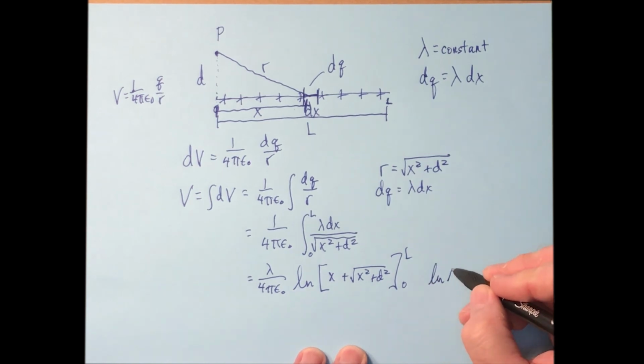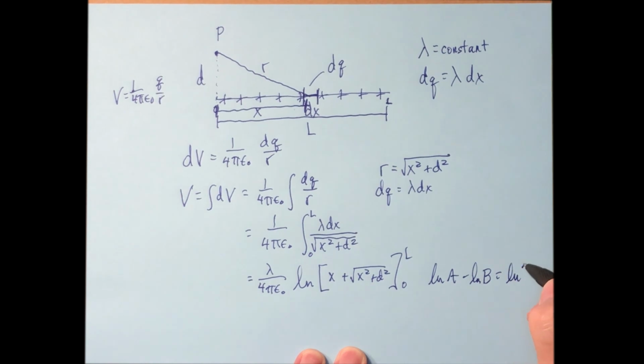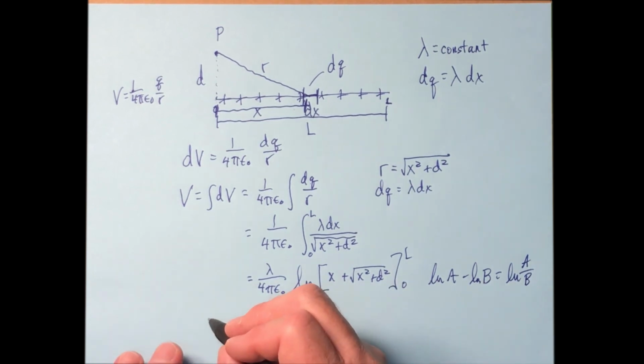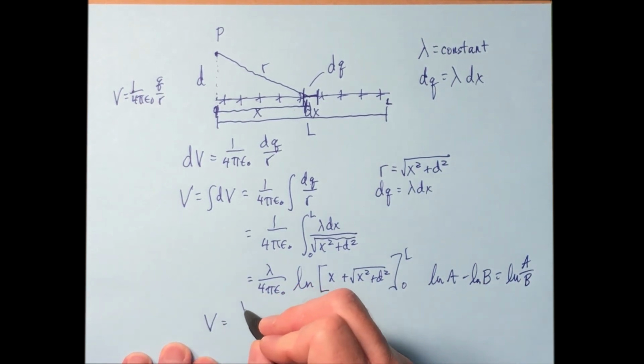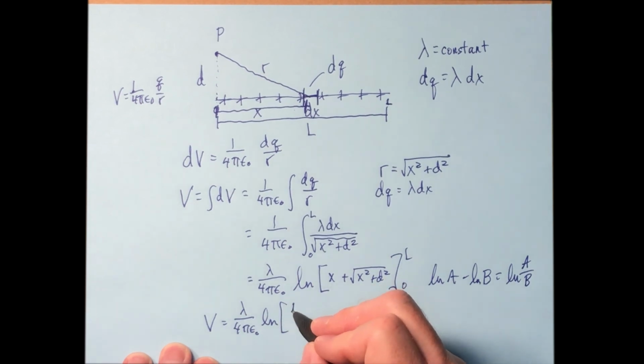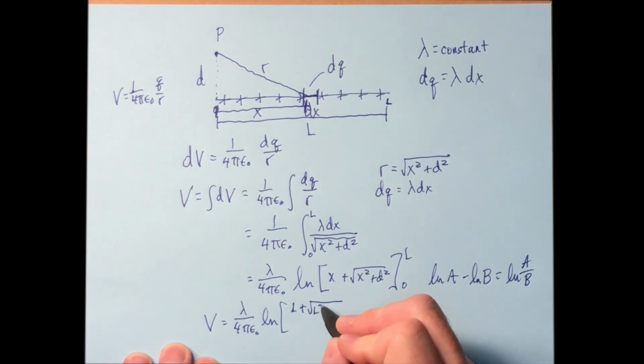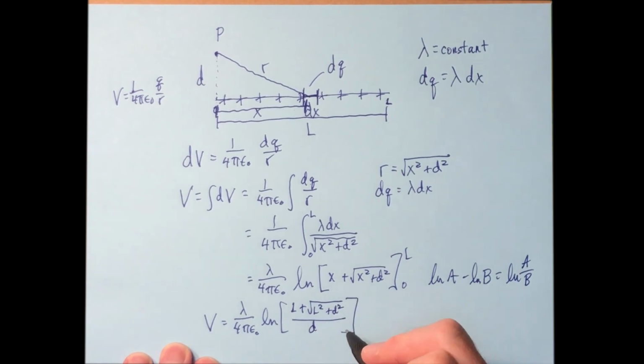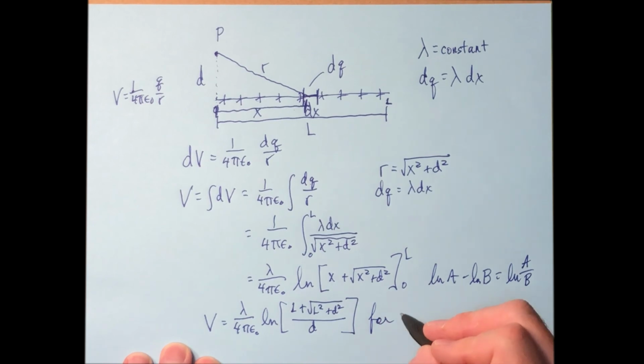Okay, take advantage of the fact that the difference of natural logs is, in other words, if I have natural log of a minus the natural log of b, that's equal to the natural log of a over b, so the ratio of those two. Take that information, plug in your limits, and you end up with this. V equals lambda over 4 pi epsilon naught natural log of L plus the square root of L squared plus d squared over d. And there you have the potential for a line of charge.